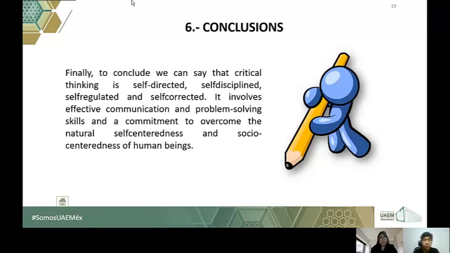I would like to end this conclusion with a phrase to reflect on from the thinker Christopher Hitchens, which to the letter says: the essence of the independent mind lies not in what it thinks, but in how it thinks.